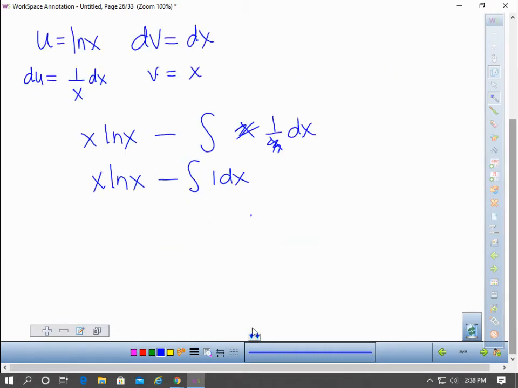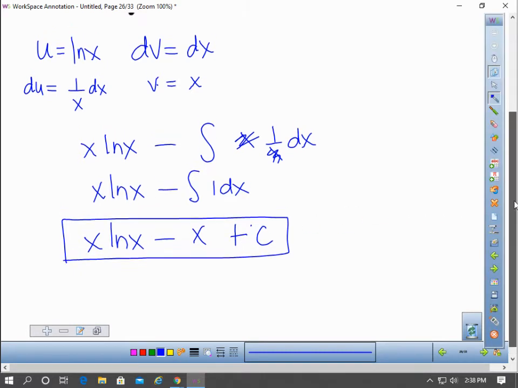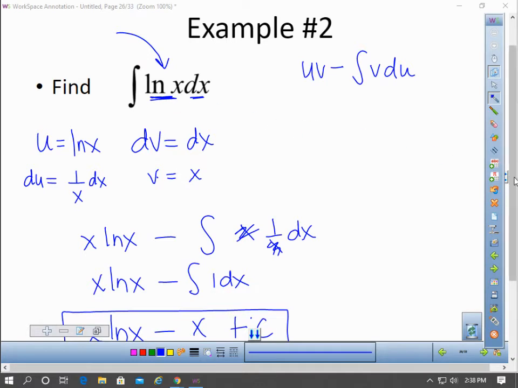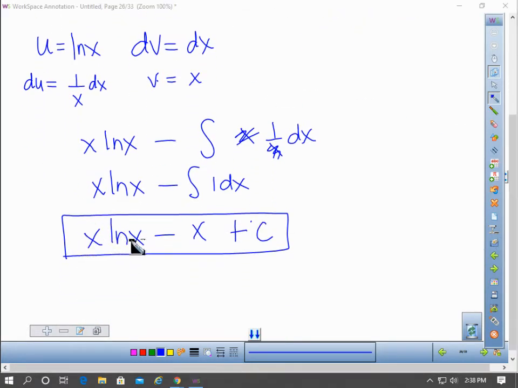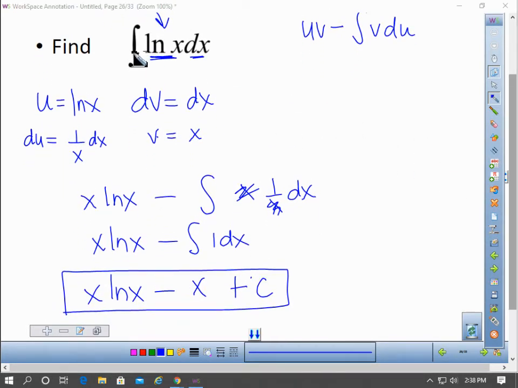Now we just have to do the work. What is the antiderivative of 1 when you're in terms of x's? Well, that's x, and then plus c, and this is our answer. So what we're saying is the antiderivative of ln of x is x ln of x minus x plus c. That's the antiderivative of ln of x, because we just integrated ln of x, and this is your answer.